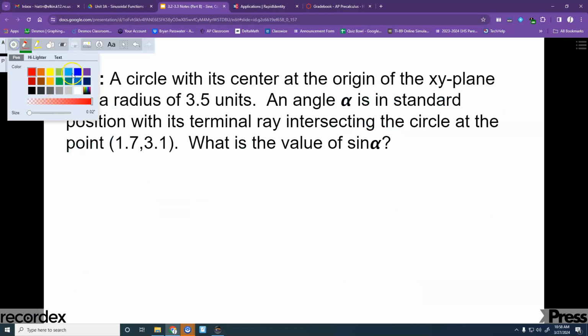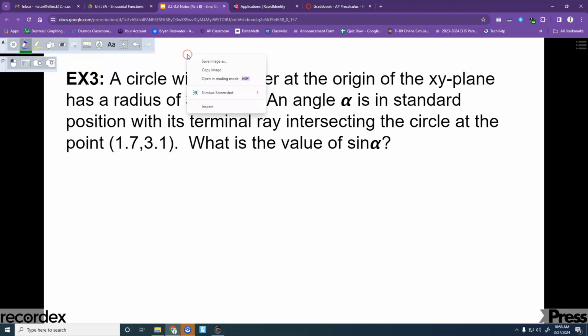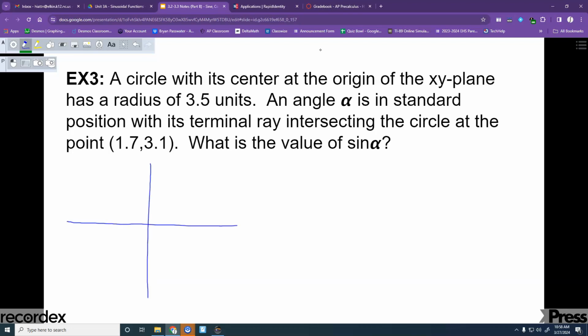These problems here are not that hard once you get the picture drawn for them, but they're wordy, they're long. So a circle with its center at the origin of the xy plane has a radius of 3.5 units. So I'm going to draw that. I'll take it piece by piece. I've got a circle. Its origin is at the center, even though I drew it a little bit bad there. And its radius is 3.5, so this is 3.5 there.